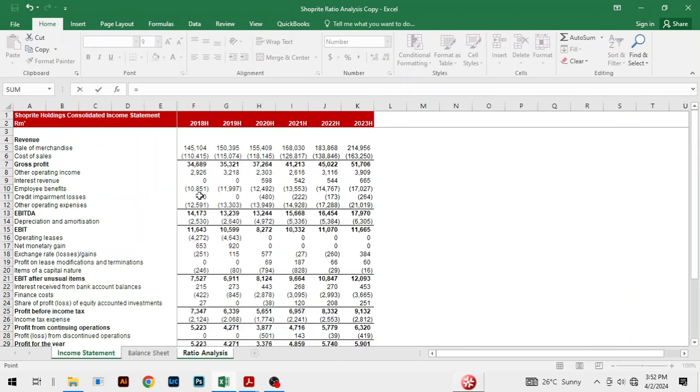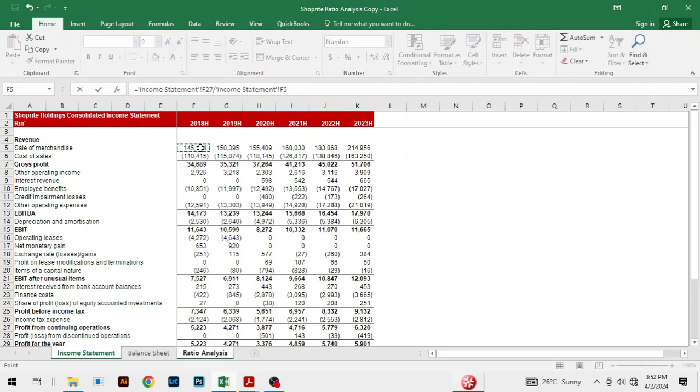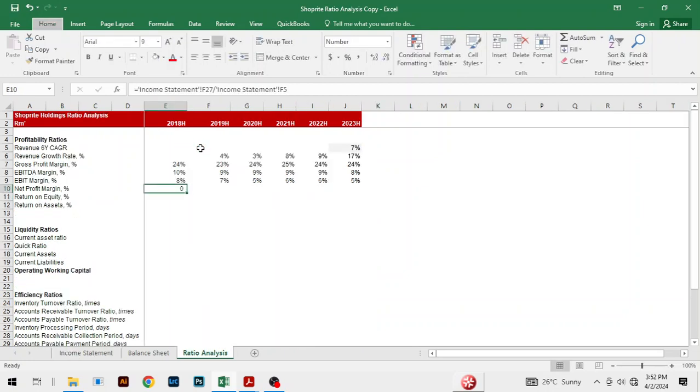So here let's go to the income statement and look for profit from continuing operations. We divide that by revenue, and then we turn that into a percentage. Here we can see that our net profit margin has been consistent at 3%, except for 2018 where it has been around 4%.